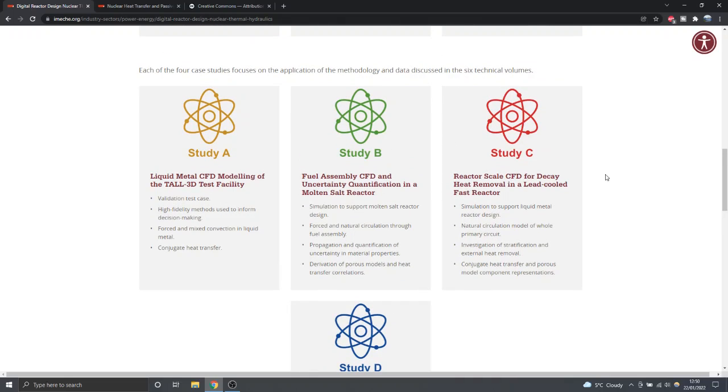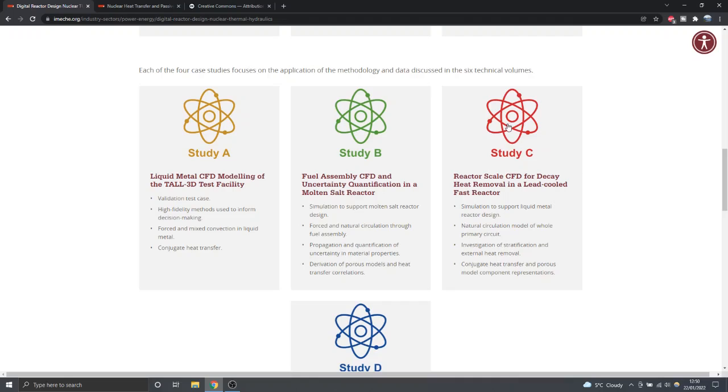Now, in particular, I'm going to be looking at Study C, as this is the study that I was most involved with. And this study involves looking at the decay heat removal from a nuclear reactor that is cooled by liquid lead. So the primary coolant that surrounds the reactor is not pressurized water or CO2, it's liquid lead. And this is an interesting example of one of the Generation 4 new nuclear reactor designs that are being proposed to improve the future of our nuclear energy supply. So if you're interested in that kind of analysis, stay tuned.